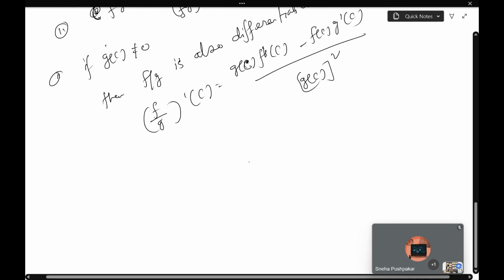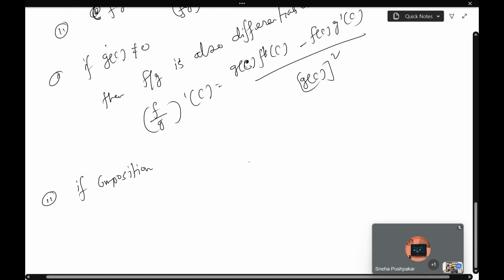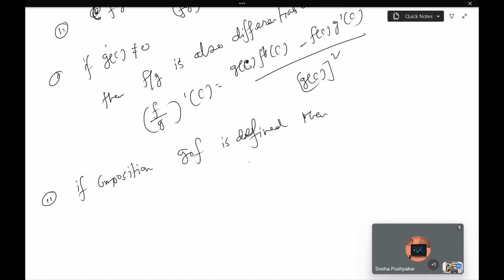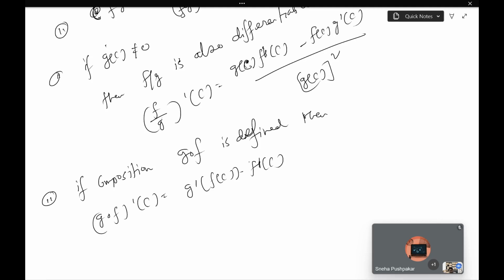Another thing is that there is something called the composition. If the composition g compose f is defined, then the derivative of g compose f at c is equal to g dash f(c) times f dash c. Okay. Yeah, these are some good properties of differentiation.